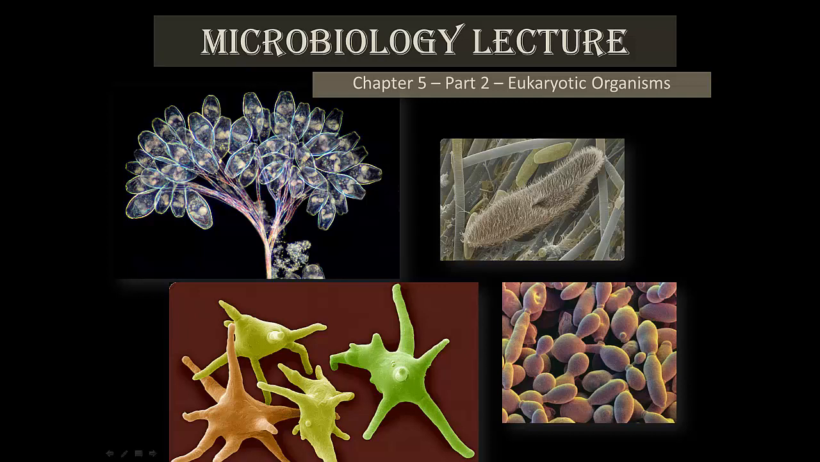We're going to take a look at the eukaryotic organisms themselves. We're going to run through some different examples of the most common types of microscopic organisms from the eukaryotic domain. These will include things like the fungi, the protozoa, the algae, and the helminths. We touched on all these back in Chapter 1, but we're going to go into a little more detail here in Chapter 5.